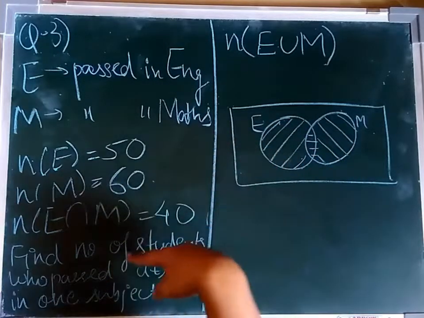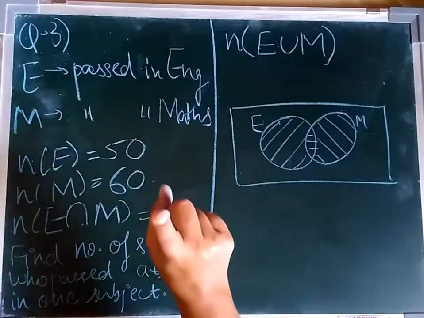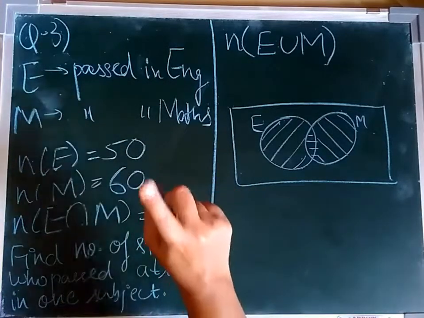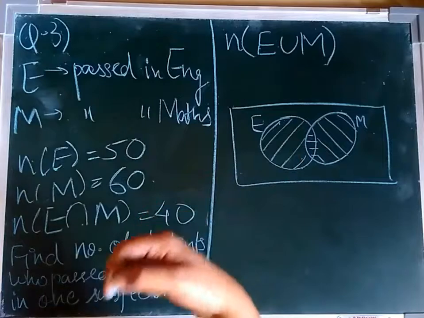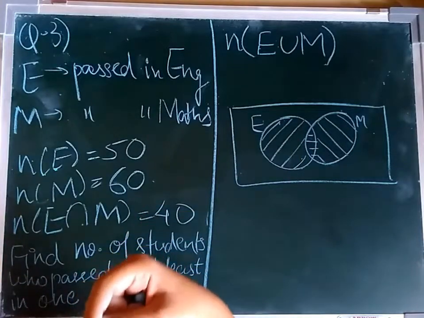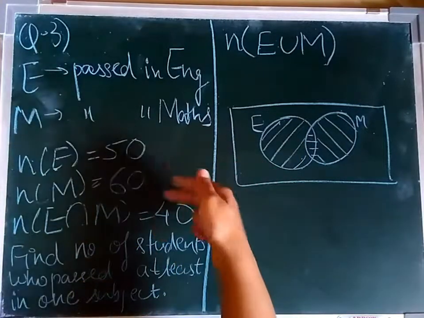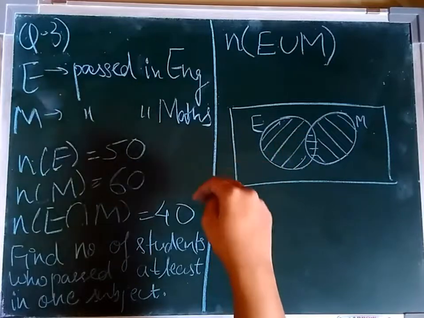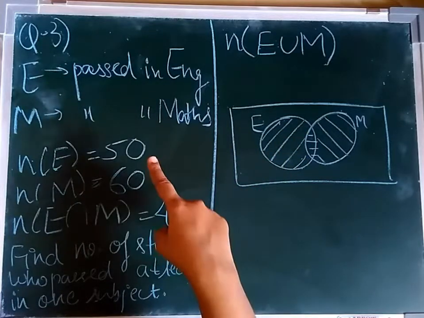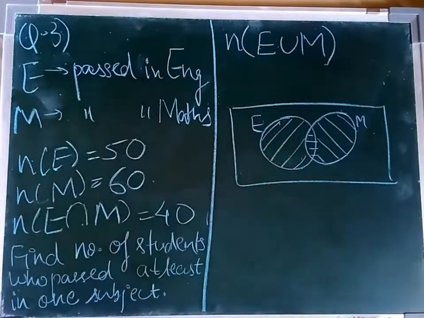That will give us the number of students who pass at least in one subject. At least in one means one or more. At least in one means minimum in one subject, and maximum here they are talking about 2. So we have to just find E union M.